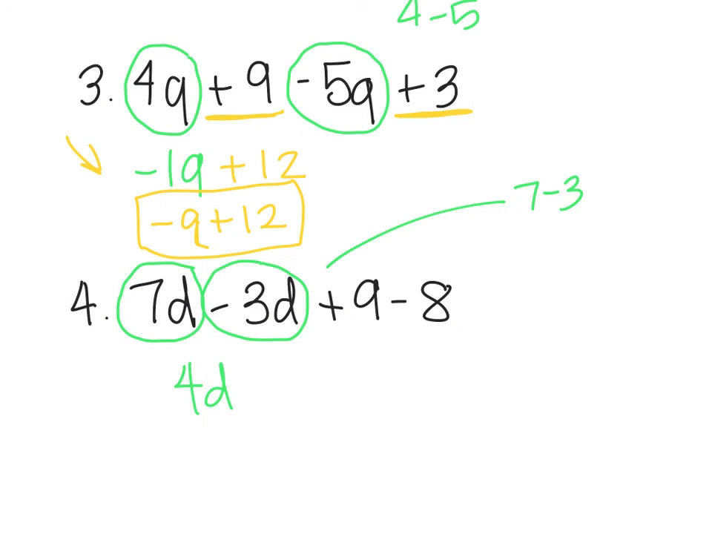Now we'll move on to our non-variable terms, the constants, and we have a plus 9 and a minus 8. So this is 9 minus 8, which gives us a plus 1. And that ends those examples.